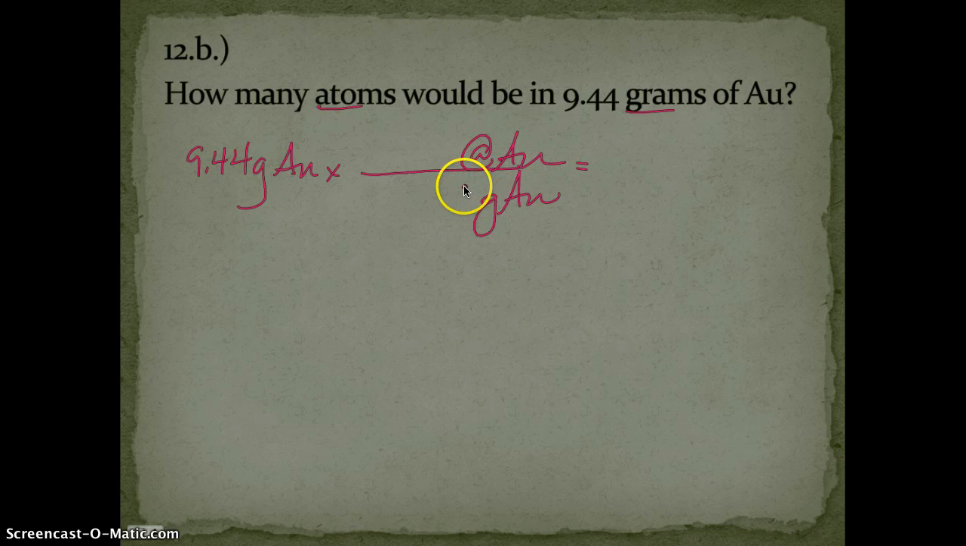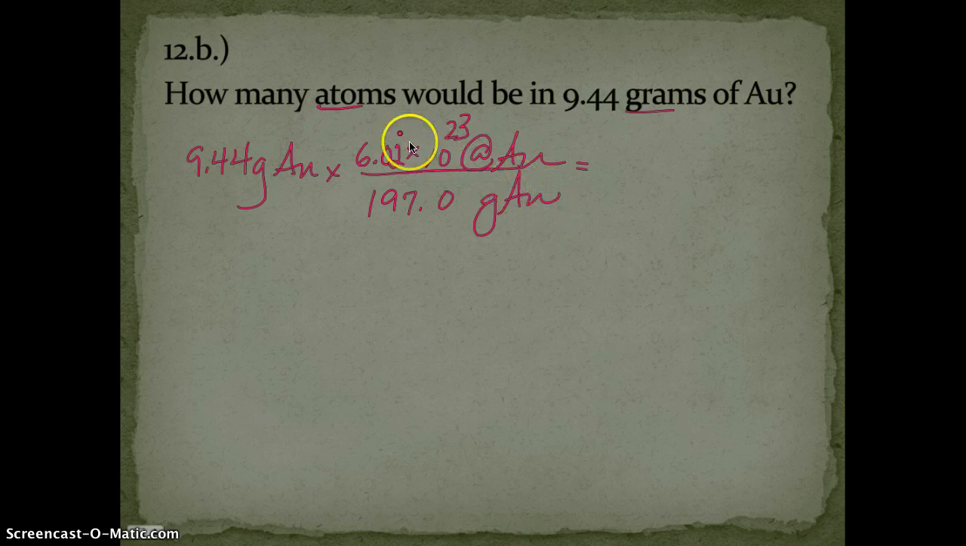So here's where I have to think about this for a little bit. I think I told you to do this in 2 conversion factors, so I'll do it in 1 first and then I'll do it in 2. As far as my grams, I think it's 197.0 grams of gold for every mole. And then whenever I have atoms in my conversion factor, I'm always going to put Avogadro's number there.